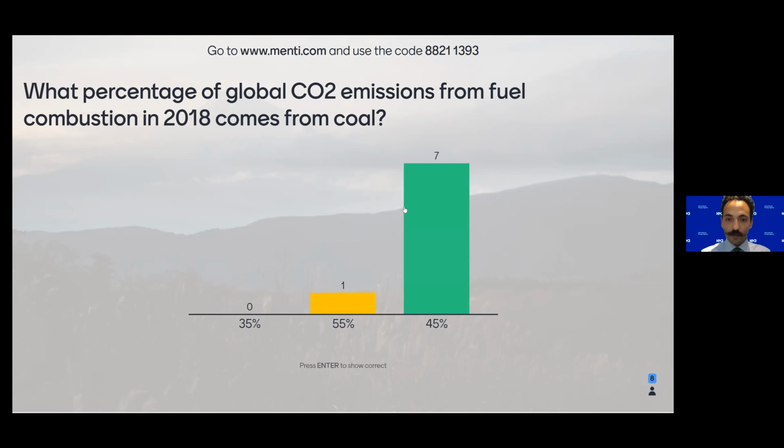So I see that so far, most of the guesses are around 45%. Some 55 and 135% so far. I'll give another few seconds for anyone else who wants to participate, and then we can have a look at the answer together.